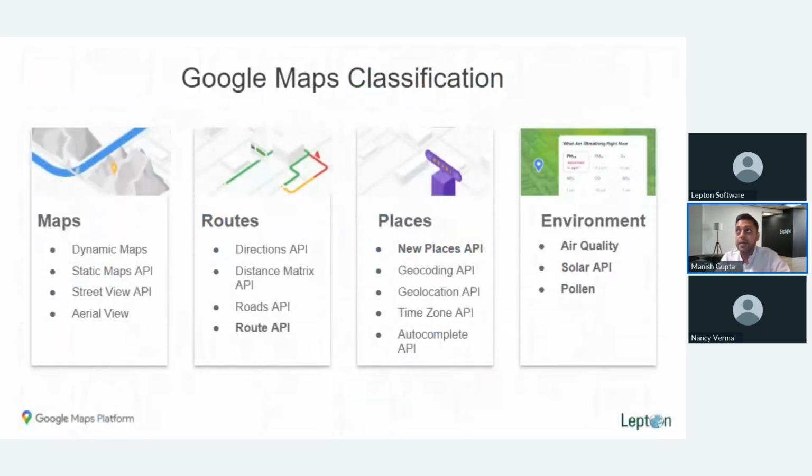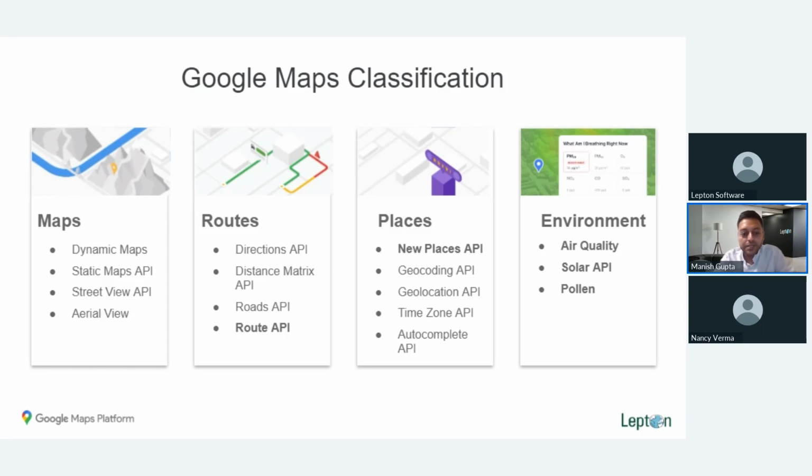Maps, as I said, has a dynamic Maps API, which lets you zoom in and zoom out. It also has a static Maps API, which only gives you a screenshot of a map. Street View, I'm sure most of you have already experienced it on the consumer platform, where you can drag the little man icon and actually see the street view of any particular place. Then there is aerial view as well. This is primarily used by real estate companies to showcase their properties from the aerial view.